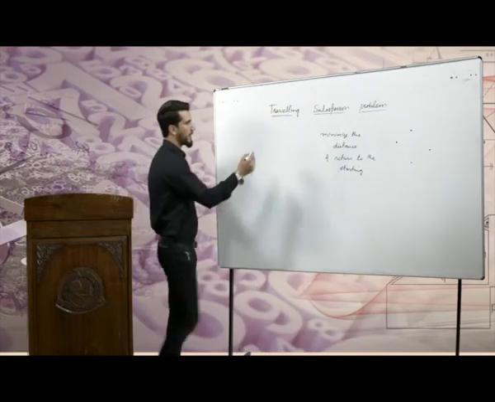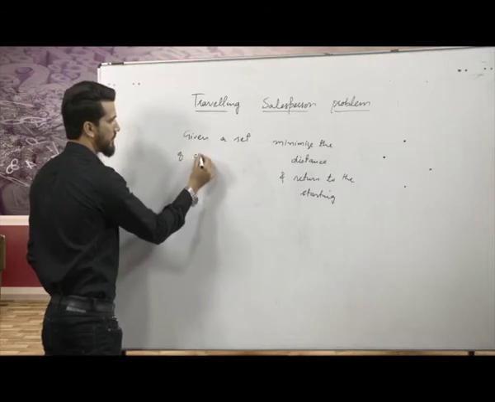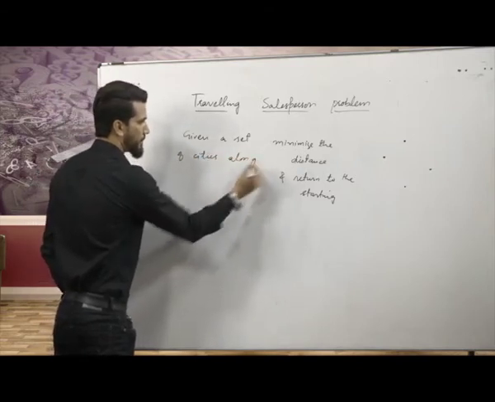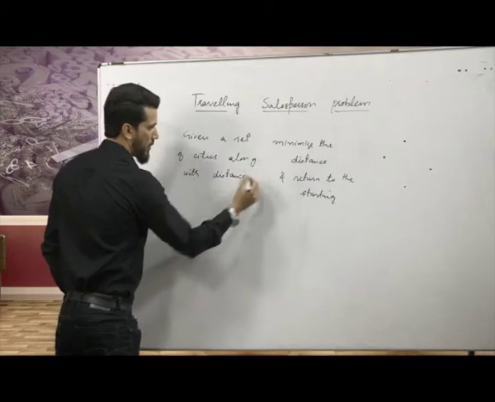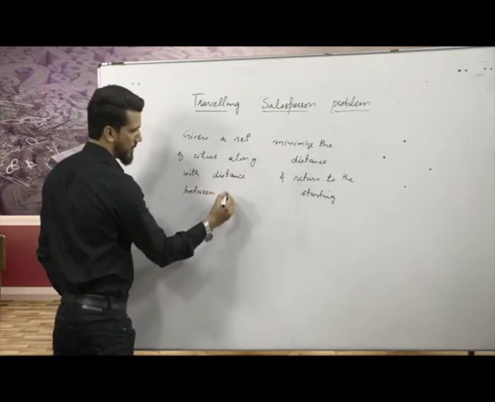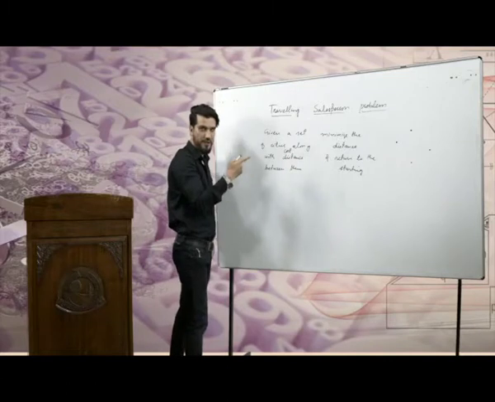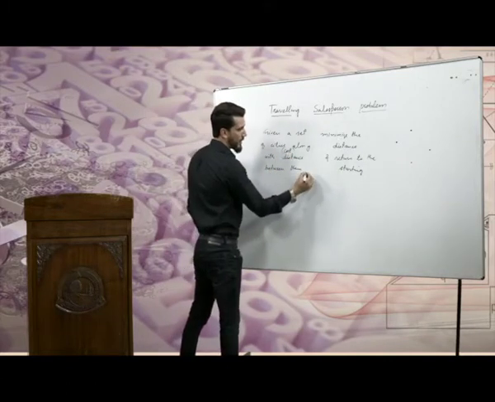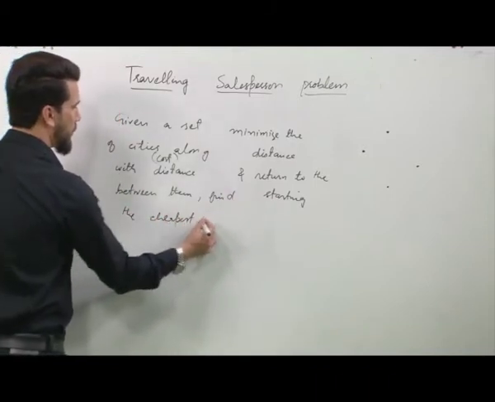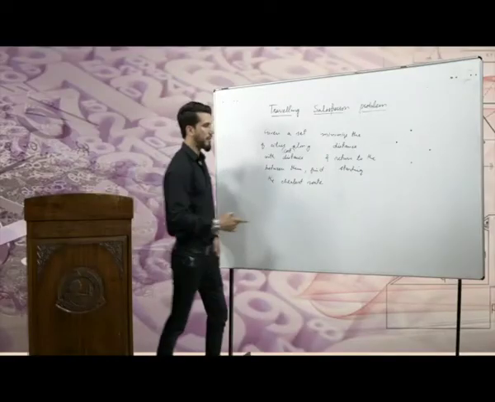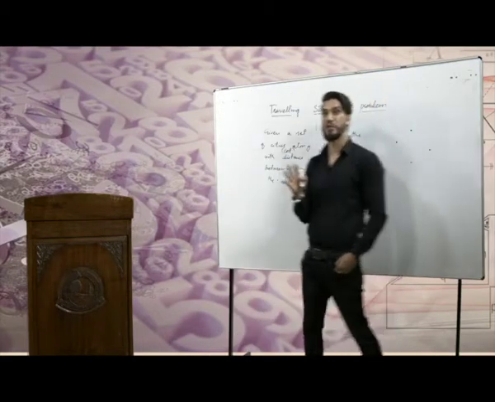So given a set of cities along with the distance between them, or rather we may say the cost of the distance traveled between them, we have to find the cheapest route from a city and returning to the same city. So our goal here is to find the cheapest route.